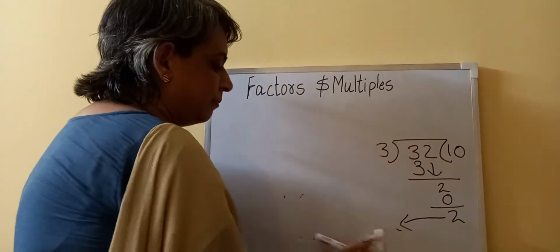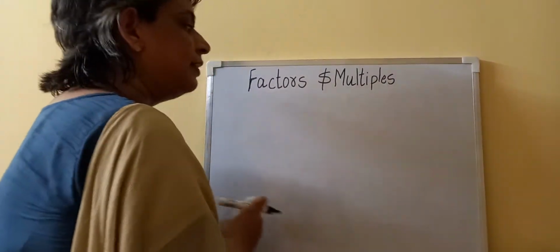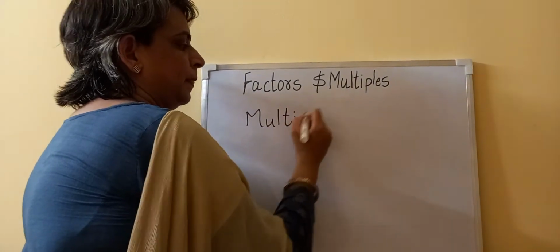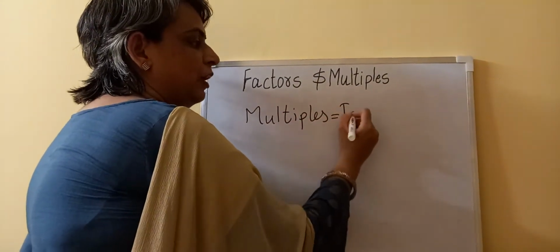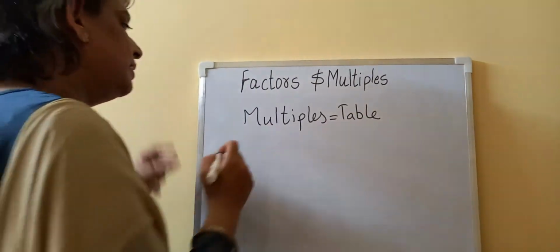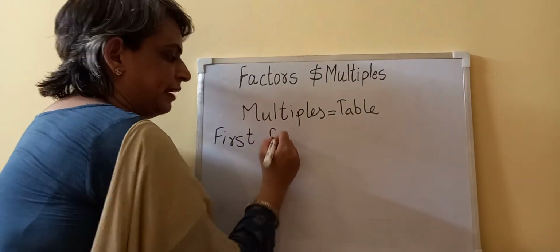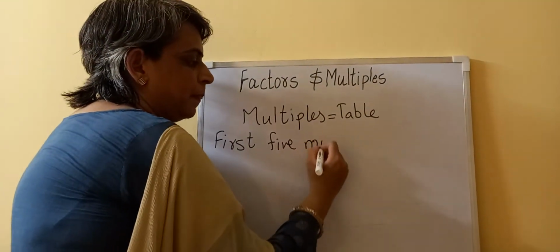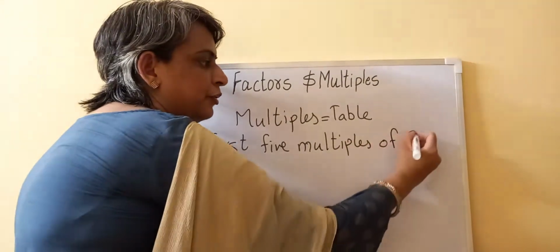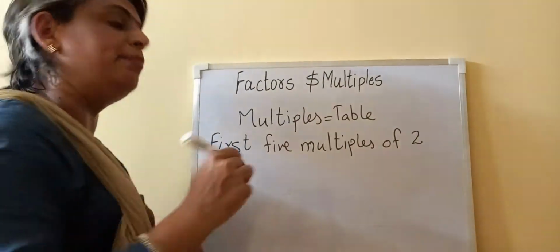Now the next one is your multiples. What is the meaning of multiples? Multiples means tables. You are going to write down tables. Multiples is equal to writing the table of a particular number. Suppose I write here, write the first 5 multiples of 2. Then what are you going to write? You are going to write the table of 2.